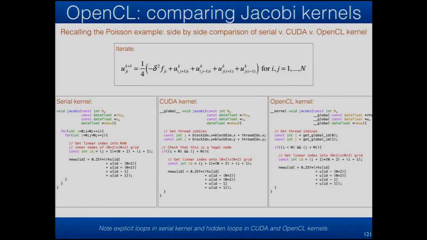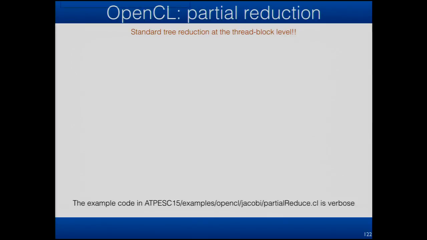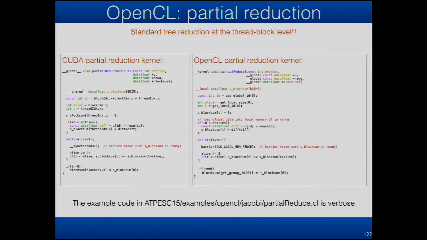The reduction is the same. The one reason I put this in here is because instead of shared on the left, it becomes local on the right. Instead of sync threads, you'll use a barrier. There's a couple of different barriers in OpenCL. One is for the local memory fence, which makes sure that the threads wait at the barrier until all reads and writes to the local memory have been completed before exiting. It's a little more fine-grained than that sync threads barrier.